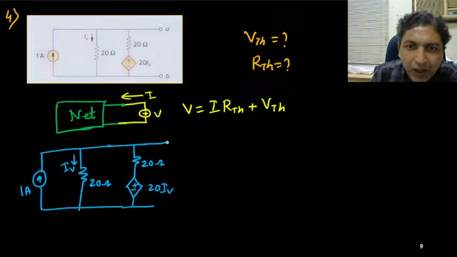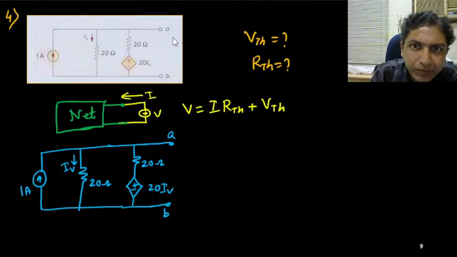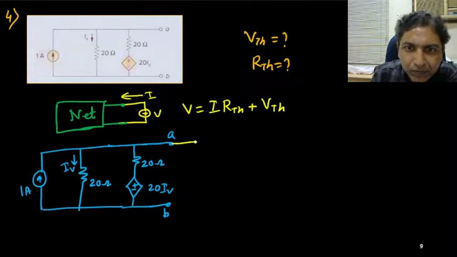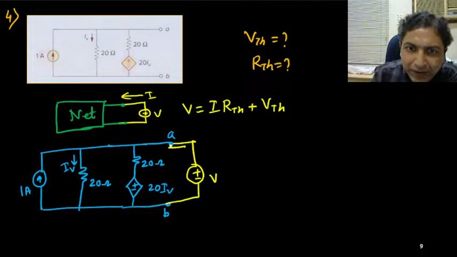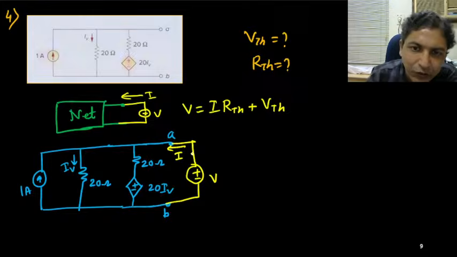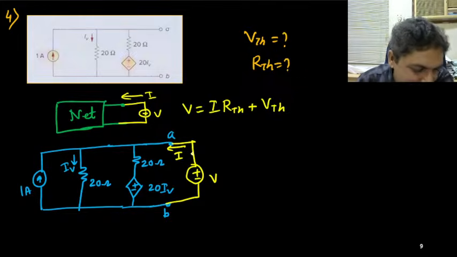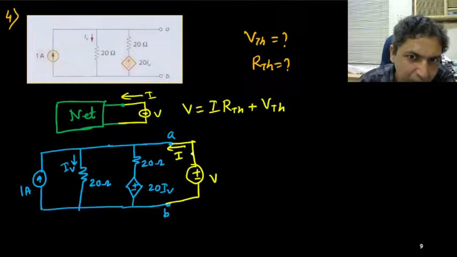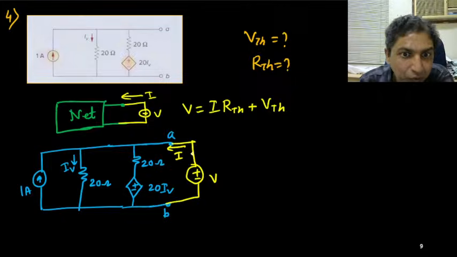So what I will do, at this node A and B, I will connect a source V, and I assume that this current is I. I need to find out a relation between V and I. A linear relation will be there, obviously. Okay. There could be something IV, but we should eliminate IV.